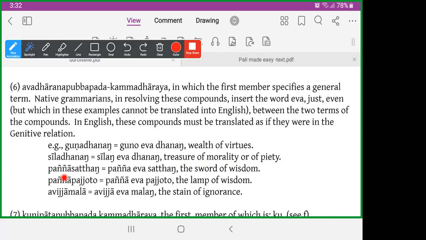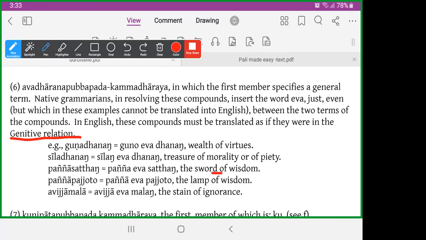Okay, another one is Panya satam. What is satam here? Satam is sword. Sword, okay. So Panya, wisdom. Ewa is just or even. So only the wisdom is the sword, or your wisdom is the real sword, or if you want to use the word just, your wisdom is just the sword. Or we can just translate as a genitive case here, putting 'of': the sword of wisdom.